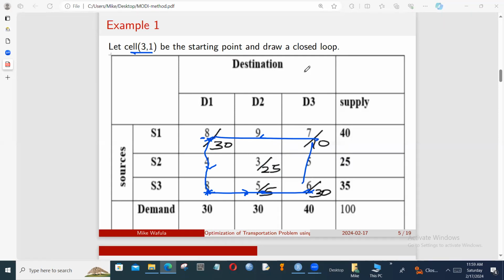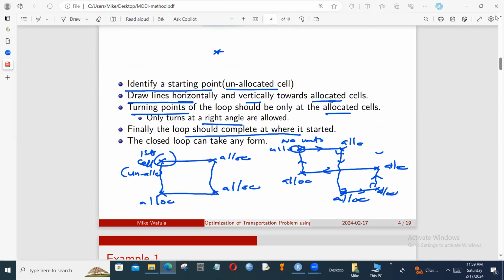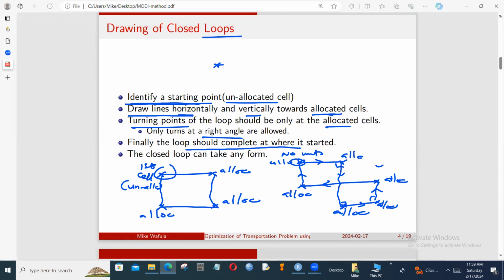You said we can't move to 4, 5, 9 because they are unallocated. But we started from 8, which is also unallocated. Maybe I go back to the procedure I've just mentioned, because I've said for you to draw a loop, the starting point must be unallocated, but the rest, you only move in directions which are allocated. From there, you only draw lines horizontally or vertically towards allocated cells. I think that answers the question, right?